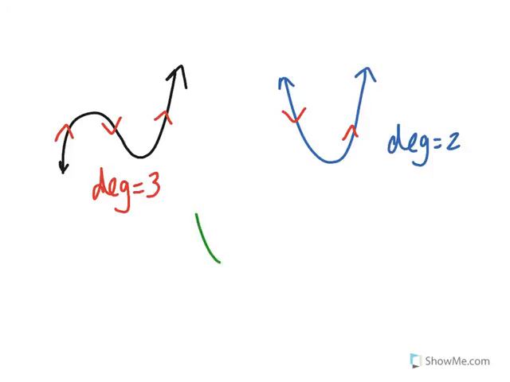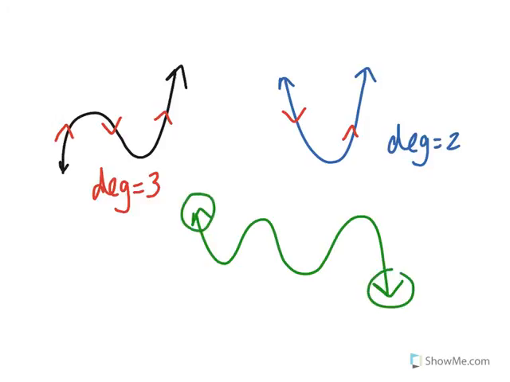So this graph right here, I know it's going to be odd because they end in opposite directions. So is it 3, 5, 7? What is it? You just have to count the number of directions. So I have 1, 2, 3, 4, 5. So the degree is 5.